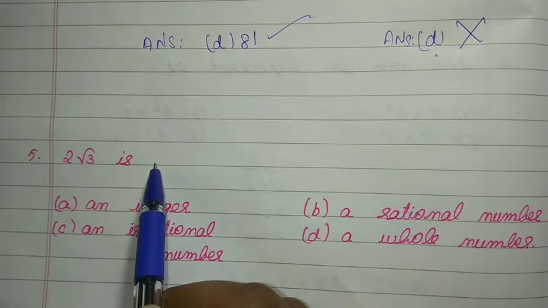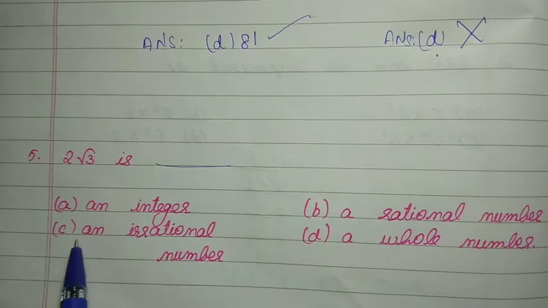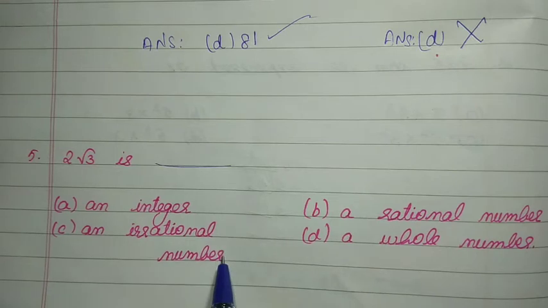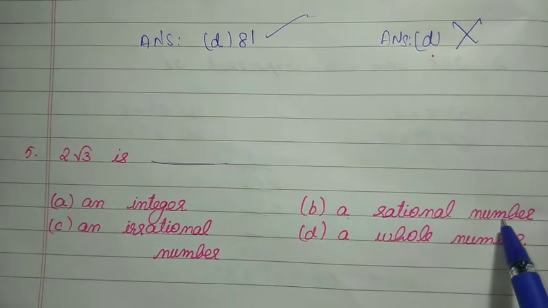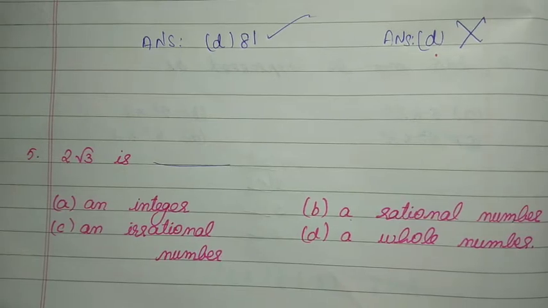2 root 3 is dash. Option A, an integer. Option C, an irrational number. Option B, a rational number. Option D, a whole number. So we have already learned that the product or addition or subtraction or division with any irrational number always results with an irrational number only.